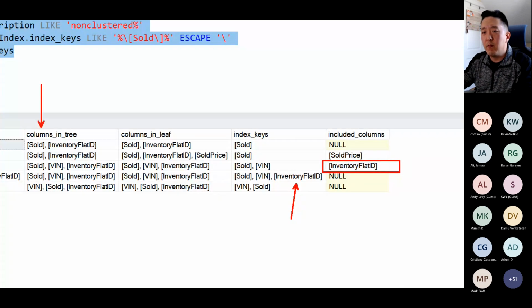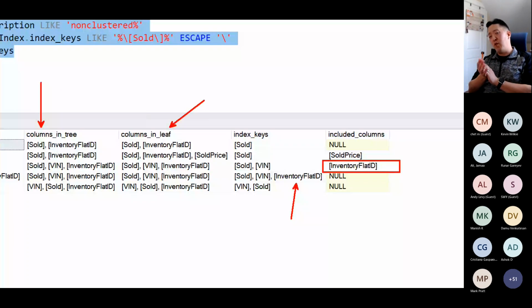However, Kimberly also includes these other two data points inside her version of sp_helpindex: columns in tree and columns in leaf. Remember the visualizations that we showed earlier? And remember how I shared with you early on that the clustering key will also be materialized implicitly in all of the values that will show up in the intermediate levels and then also in the leaf level itself. So inventory flat ID, which is our clustering key, will show up everywhere.